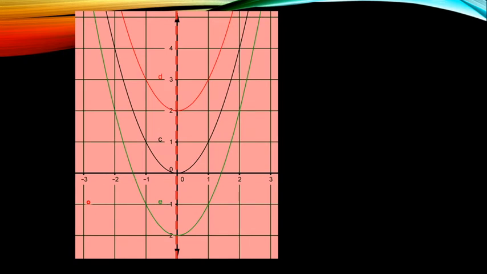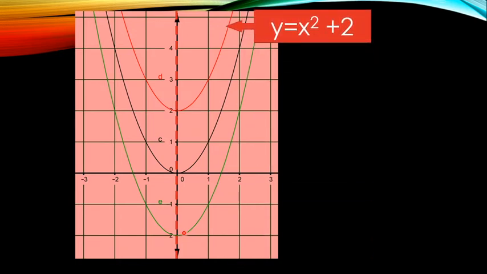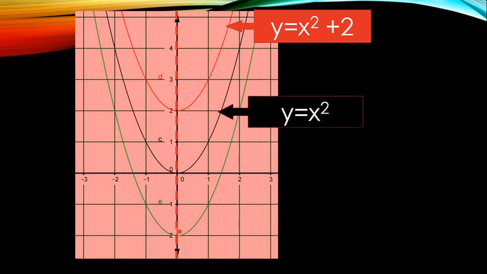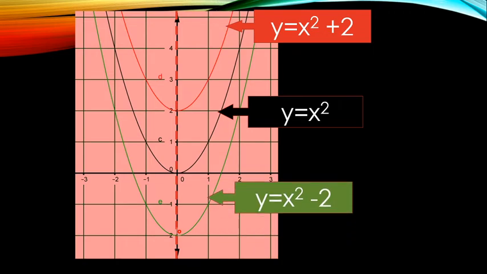So, I have here another graph. What have we noticed about this graph? The three graphs here are shifted from the origin. It's not in the left or right direction. So, it shifted above and below the origin. This one is the graph of y is equal to x squared plus 2. This one is the graph of y is equal to x squared. And the other one is the graph of y is equal to x squared minus 2.